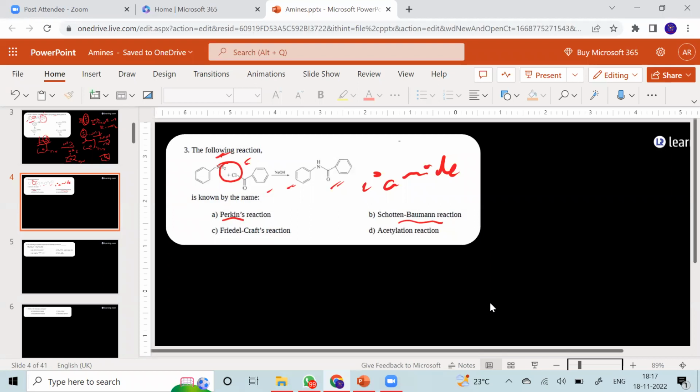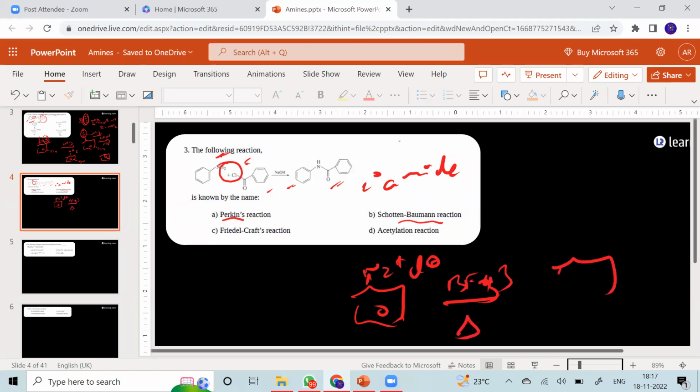What is Scott-Bowman reaction, guys? Do you know? If you have N2+Cl- and you go for BF3 and heating, what will you form? Guys, if you have N2+Cl- and BF3 and heating, what will you get? Fluorobenzene. And this reaction is what is called your Scott-Bowman reaction.